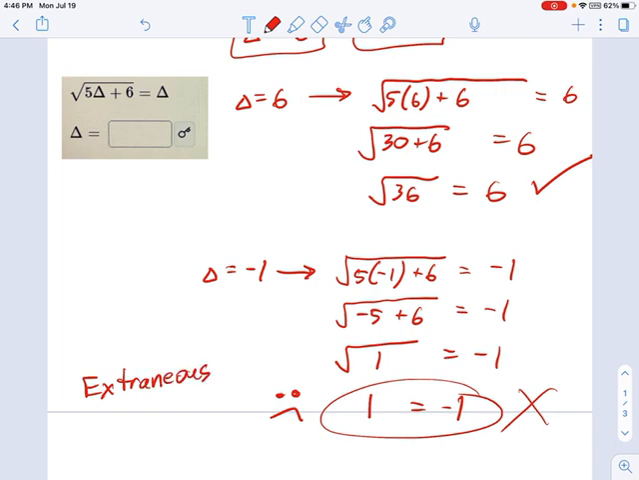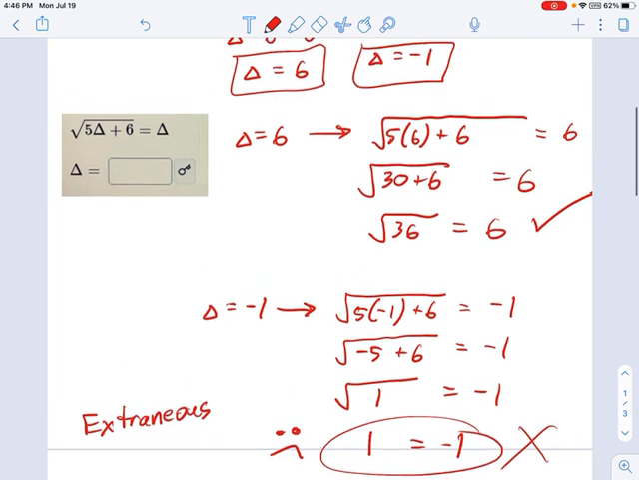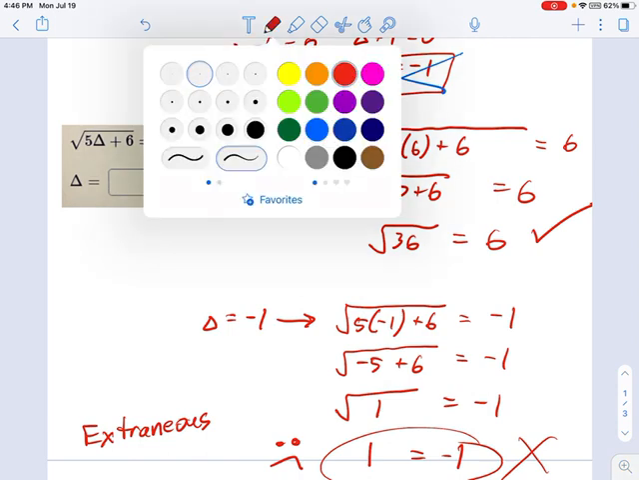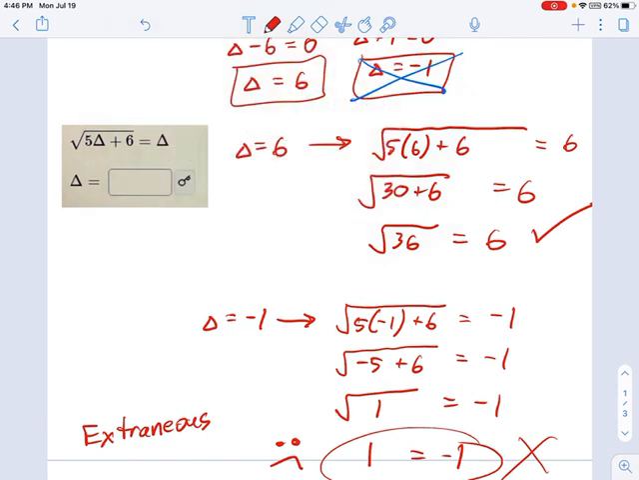So if you find an equation that has two solutions, make sure to check them both. One of them might be extraneous, in which case, don't even mention it in the solutions. Do not list it. In this case, we would just say delta equals 6. That is our answer to the problem. If you have two extraneous solutions, you say DNE, right? Does not exist.